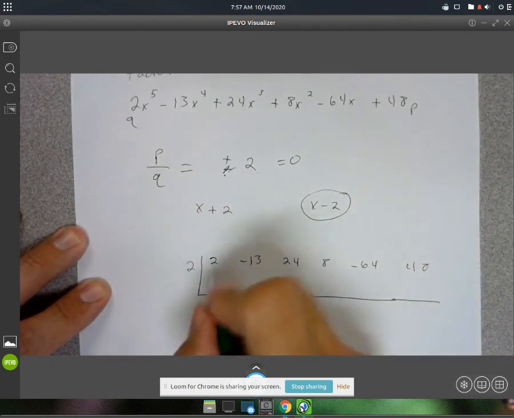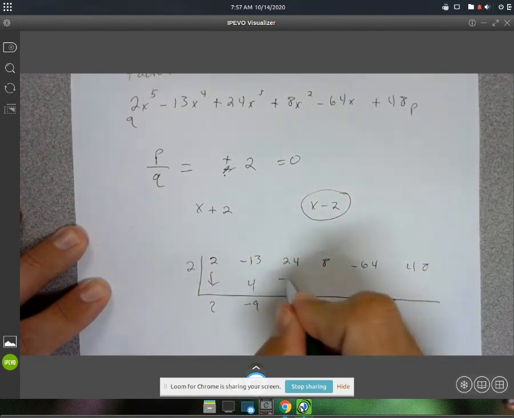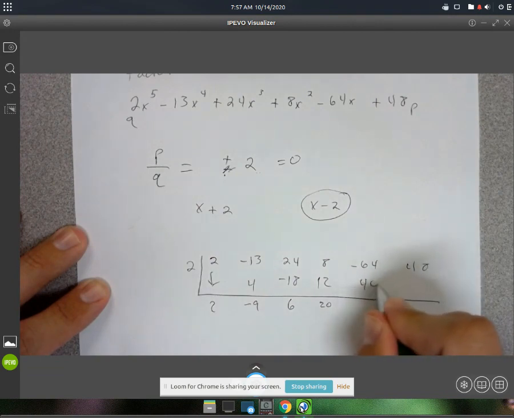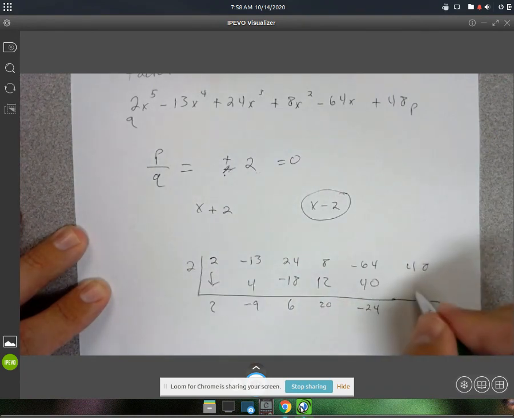Let me bring that down. 2 times 2 is 4. Add those, you get negative 9. Multiply those, you get negative 18. Add those, you'll get 6. 2 times 6 is 12. Add those, you'll get 20. 2 times 20 is 40. Add these, and you'll get negative 24. 2 times negative 24 is negative 48. So we get a remainder of 0.